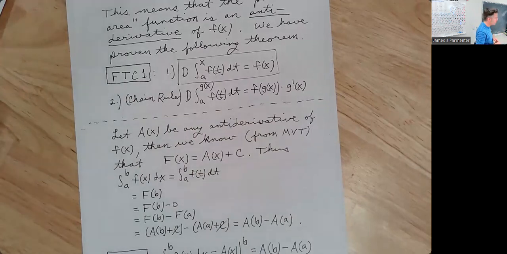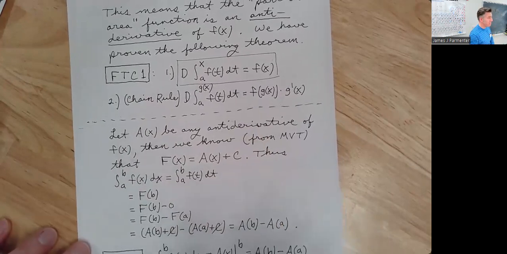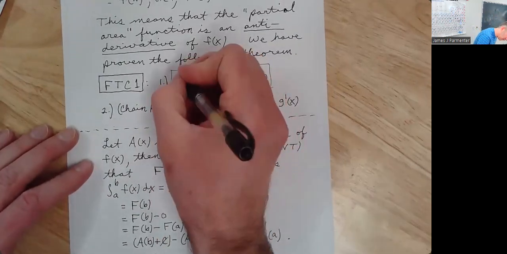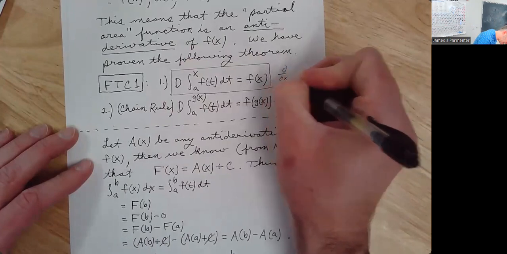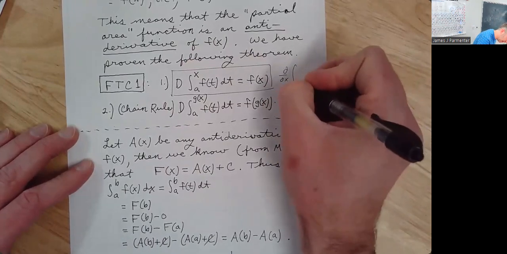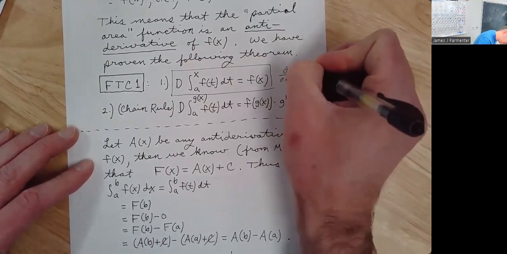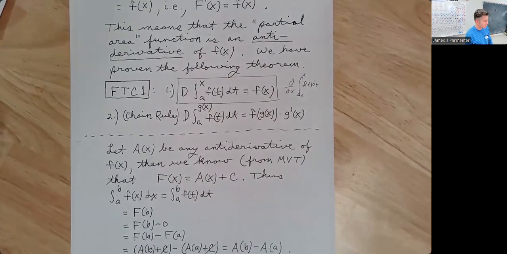D is supposed to mean derivative. Yeah, I would never write this. I would write d dx of the integral from a. Yeah, I know I debated, should I use this? But I don't love that notation.